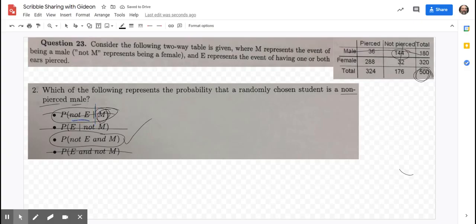Versus, hey, random student, hey, are they a non-pierced male? What's the chance? Well, looks like 144 out of 500.